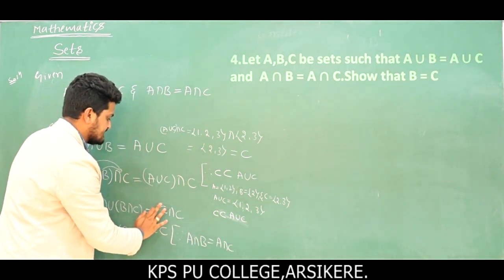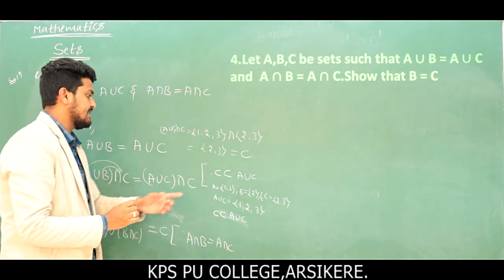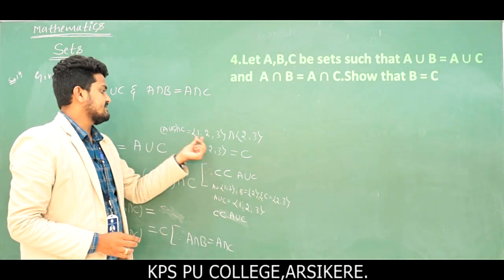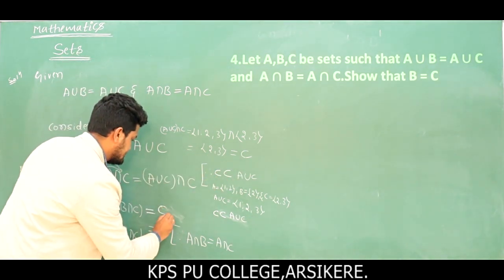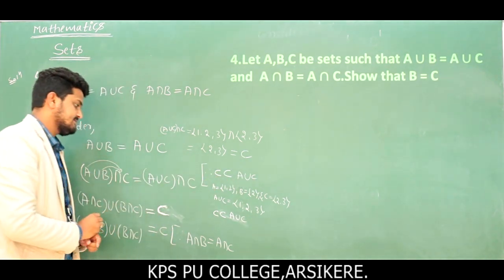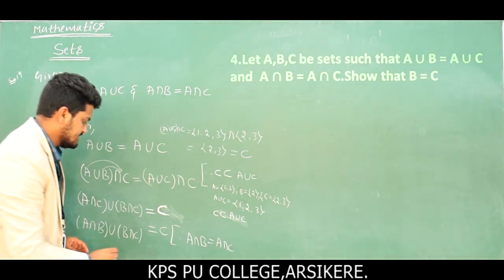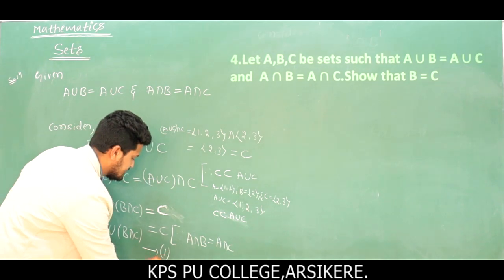So here you need not write C intersection C, you already know it. What do you know here? A union C intersection C, again we get C, because C is a proper subset of A union C. So call it equation number 1.